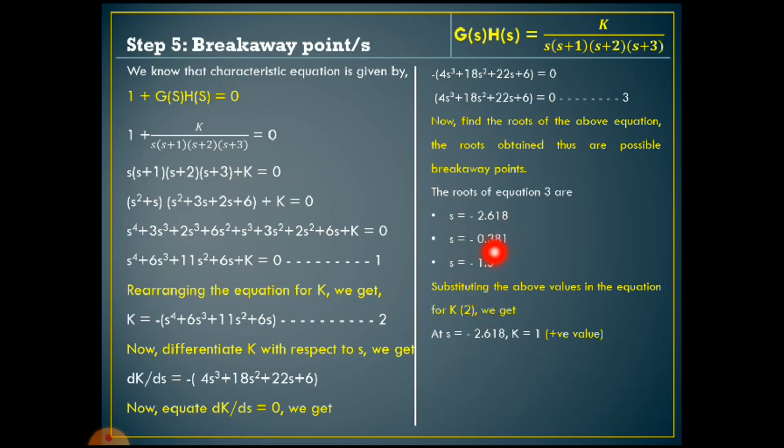Similarly, you substitute s is equal to minus 0.381 in the expression for k, you will get k is equal to again 1, which is also a positive value. So s is equal to minus 0.381 is also a valid breakaway point. Next, you substitute s is equal to minus 1.5 in the expression for k, you will get k as minus 0.5625, which is a negative value. So we can conclude that s is equal to minus 1.5 is not a valid breakaway point. So out of 3 possible breakaway points, the first 2 are valid and the s is equal to minus 1.5 breakaway point is invalid.